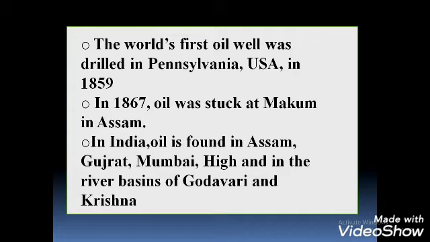You know that the world's first oil well was drilled in Pennsylvania, USA in 1859. In 1867, oil was struck at Makum in Assam. These are some extra points. In India, oil is found in Assam, Gujarat, Mumbai High and in the river basins of Godavari and Krishna.